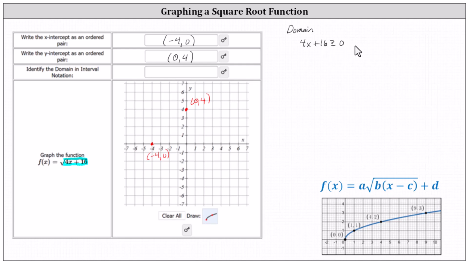First step, subtract 16 on both sides. Next, divide both sides by 4. Simplifying, we have x greater than or equal to negative 4. We want to express this using interval notation, which would be the interval from negative 4 to infinity. The interval is closed on negative 4 or includes negative 4. We use a square bracket to the left of negative 4 and a parenthesis to the right of infinity.